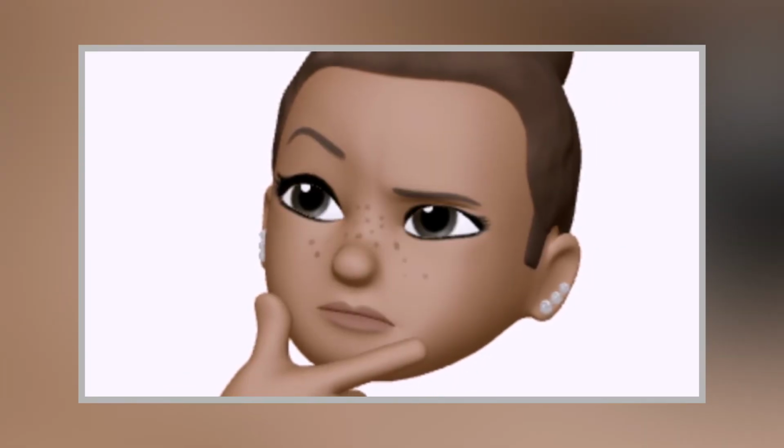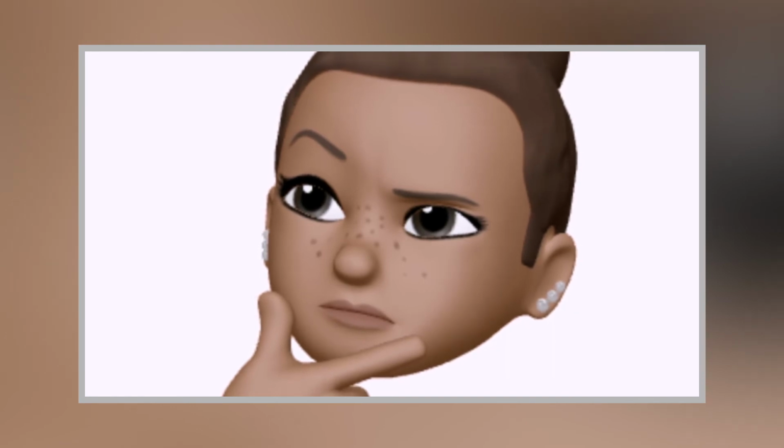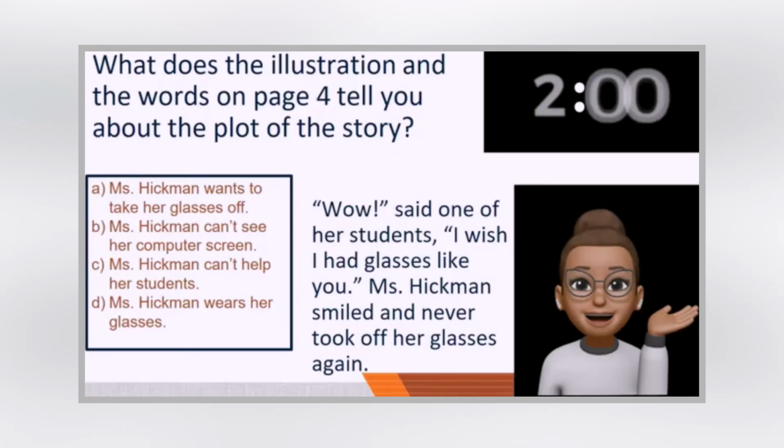Now it's your turn. You will have 2 minutes to answer the following question. What does the illustration and the words on page 4 tell you about the plot of the story? You will have to reread the words and pay close attention to the picture. Make sure you read all your answer choices before picking the correct answer. You can go ahead and get started.